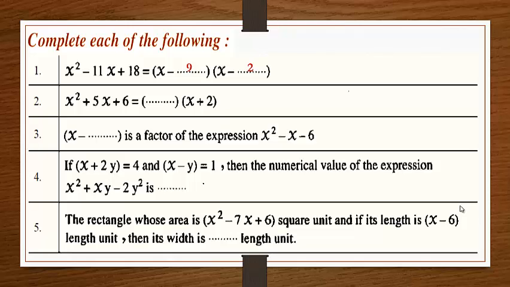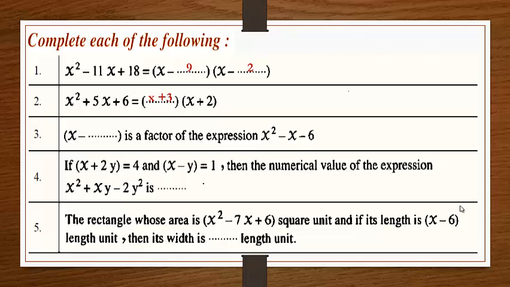x power 2 plus 5x plus 6 equals blank times x plus 2. We have one of the factors and I want to get the other factor. We factorize x power 2 to x times x and 6 is 3 times 2.